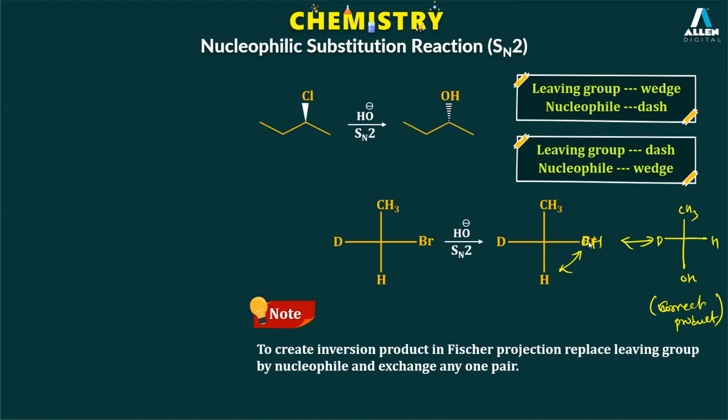These exchange rules have great significance whenever we are trying to assign RS nomenclature in wedge-dash for 3D molecules. Yes or no? You will be assigning CIP rules like 1, 2, 3, 4. In that, the fourth priority group should always be on the dash line. So to attain that, you will do the exchanges.